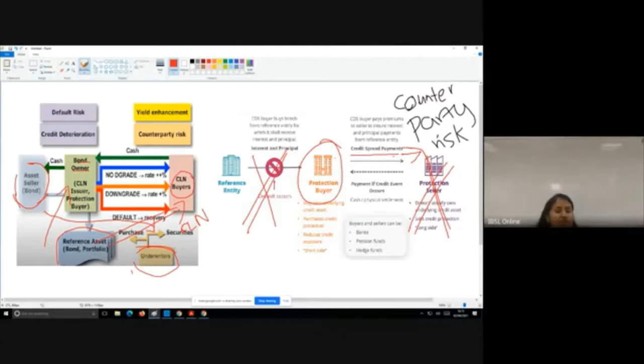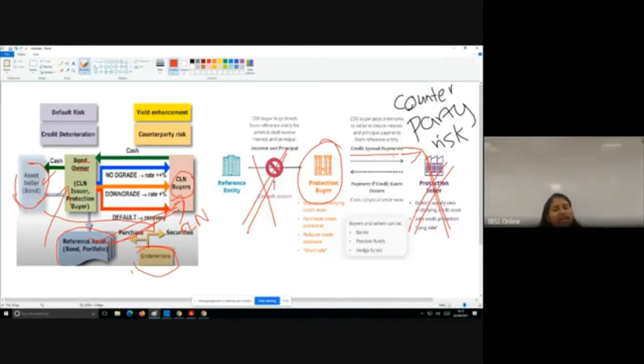Why? Upfront you have collected all the money. Therefore, counterparty risk is mitigated. If a default happens, what happens? If a default incident happens, the underlying asset is also defaulted. Therefore, the default risk goes to the CLN buyers, not to them. Okay.